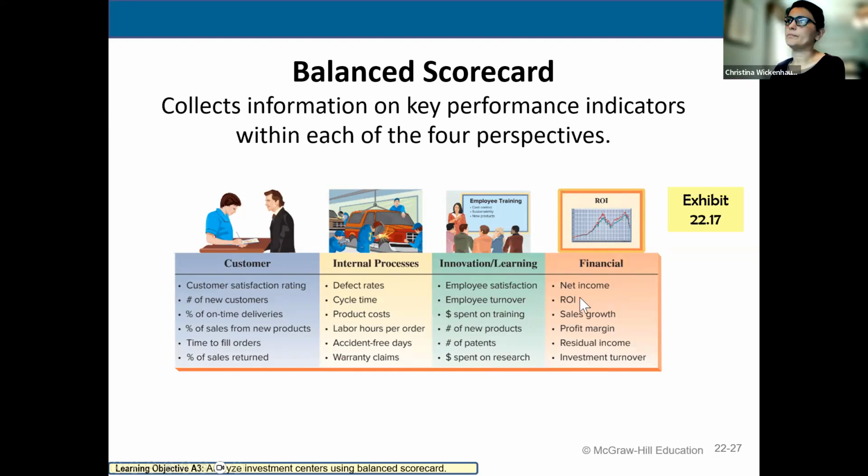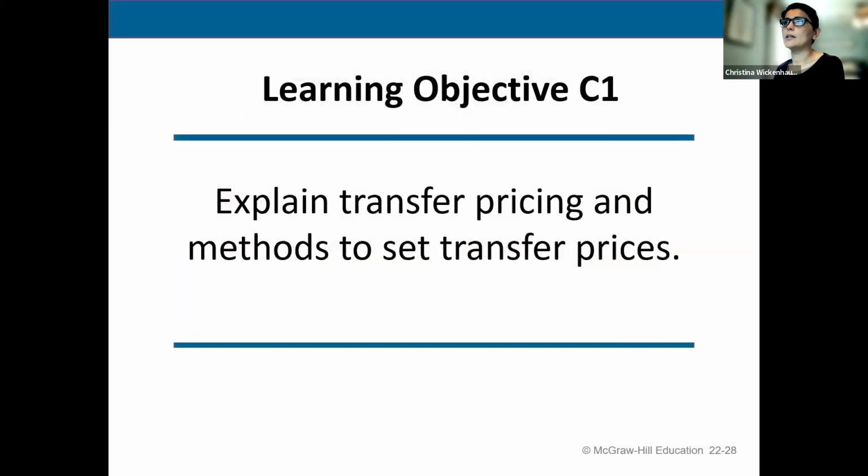What's our net income? What's our return on investment? How are sales growing? What's our profit margin look like? What's our residual income? How quickly are we turning that inventory over? Because we don't want to be sitting on that inventory, because that's money that's not working for us. We just want to invest in what we can sell pretty quickly. So that's an idea of what the balanced scorecard is going to look like.